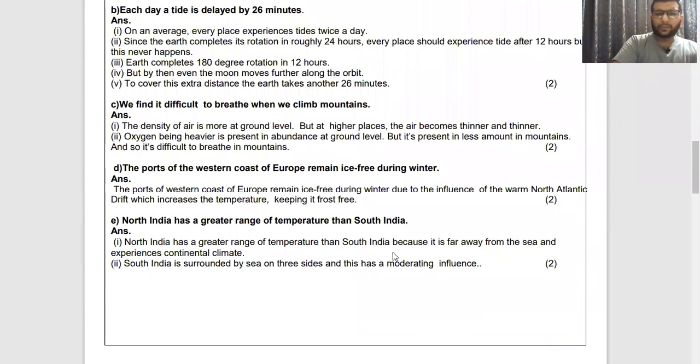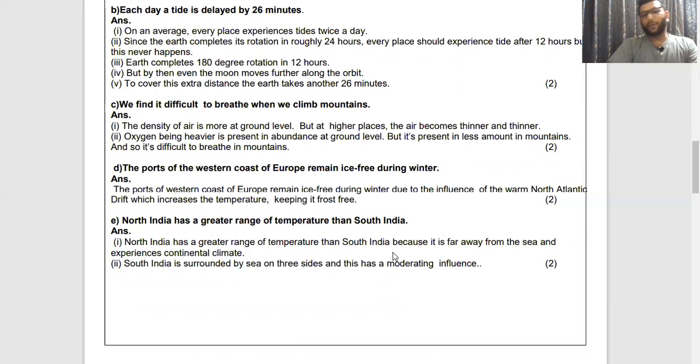We find it difficult to breathe when we climb mountains. The density of the air is more at ground level, but at higher places, the air becomes thinner and thinner as we go up. Oxygen being heavier is present in abundance at ground level, but comparatively less over the mountains. So it's difficult to breathe when you are reaching up because the oxygen level is dropping. Very simple answer, 2 marks. Next one.